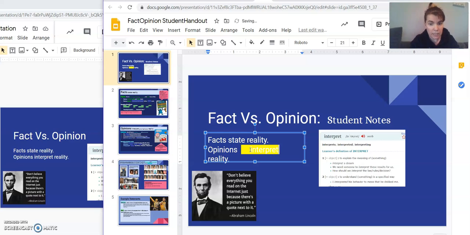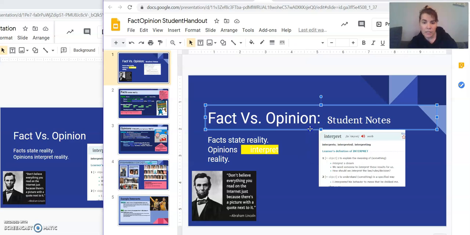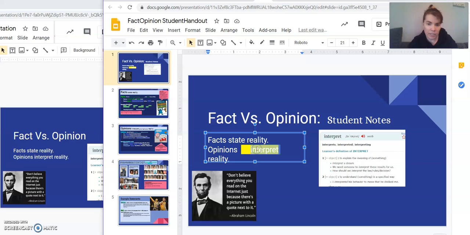Interprets reality, or opinions interpret reality. And then I'm going to go ahead and change that text. Well, I was going to, but I have that part of my screen covered. So I'm going to double click on it so that it's not all white, just to make it easier for you guys to see.